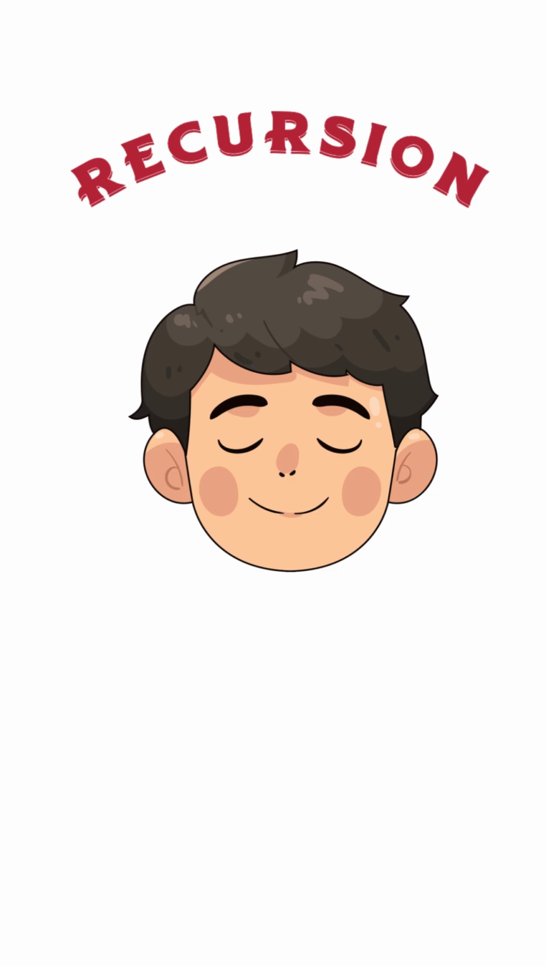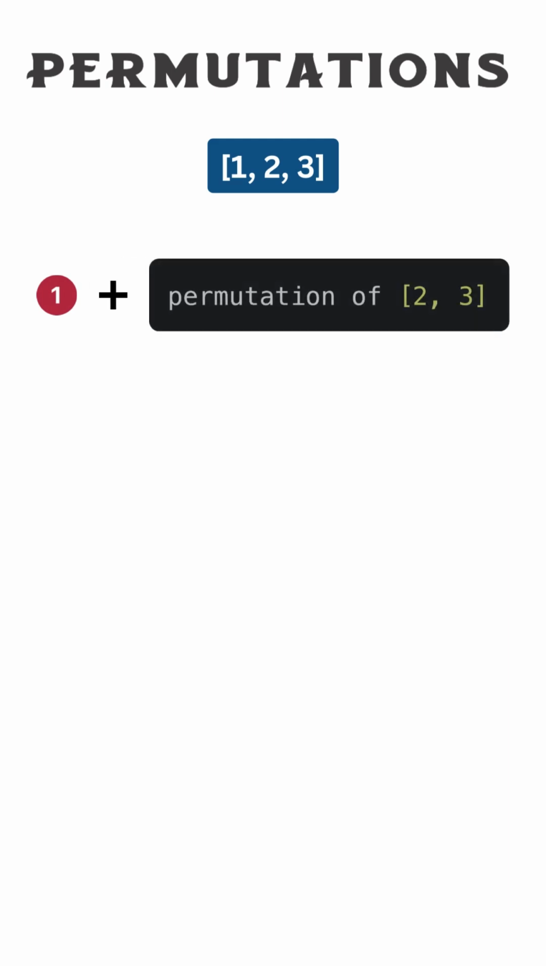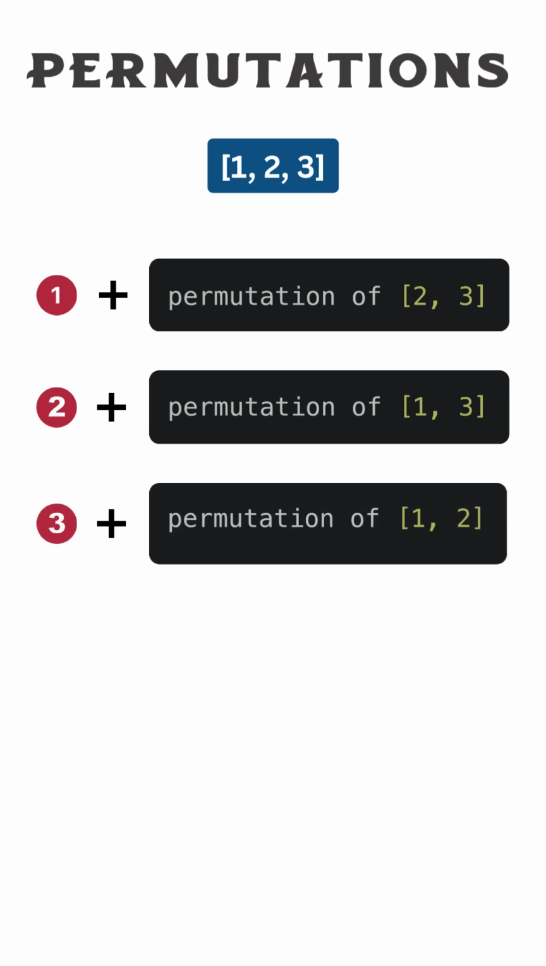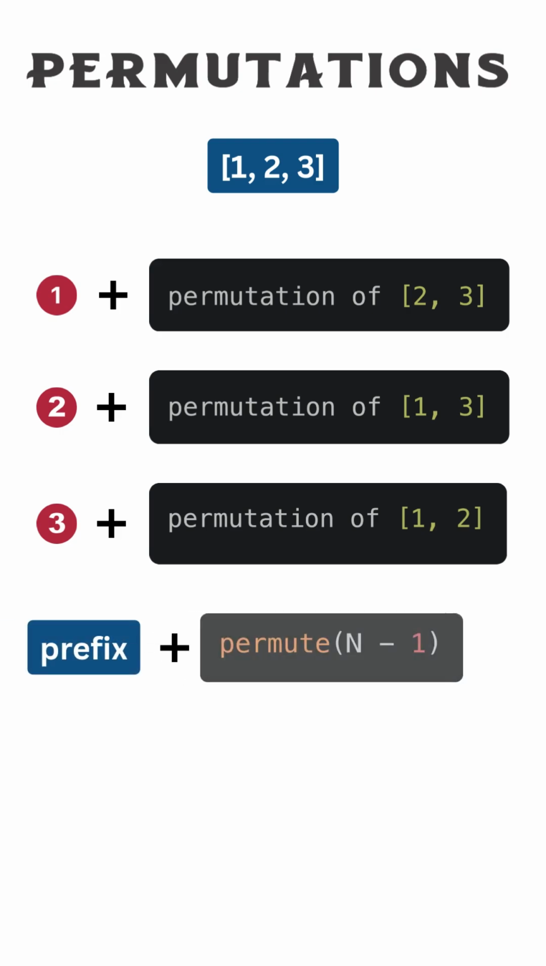The key to solving the permutation problem recursively is recognizing that the permutations of this nums array 1, 2, 3 consists of the following arrangements. The number 1 followed by every possible permutation of 2 and 3, the number 2 followed by every possible permutation of 1 and 3, the number 3 followed by every possible permutation of 1 and 2. Generally speaking, we pick each number one by one, place it in the front to construct a prefix, and recursively permute the rest of the n-1 elements.